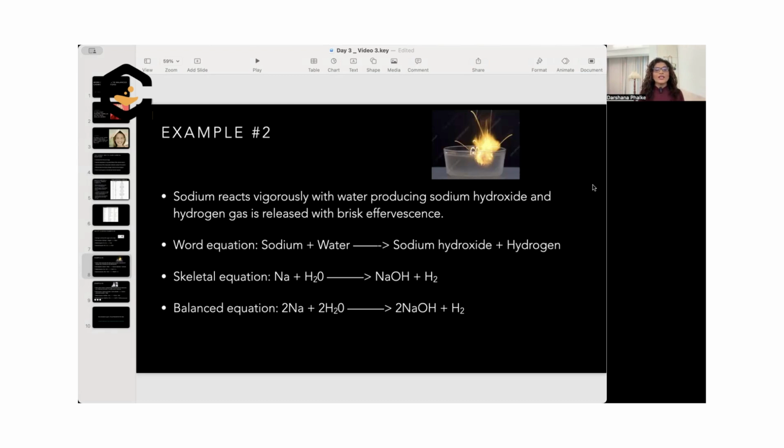The reactants are very clearly sodium and water. So I am writing sodium plus water. Products are sodium hydroxide and hydrogen gas. We just write hydrogen, no problem. Now we are going to convert this word equation to a skeletal equation.